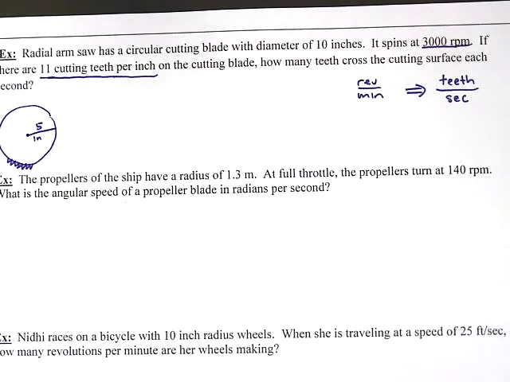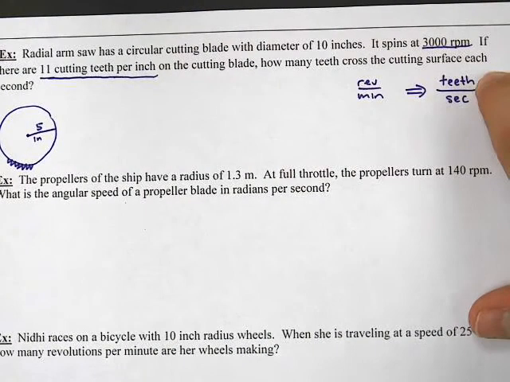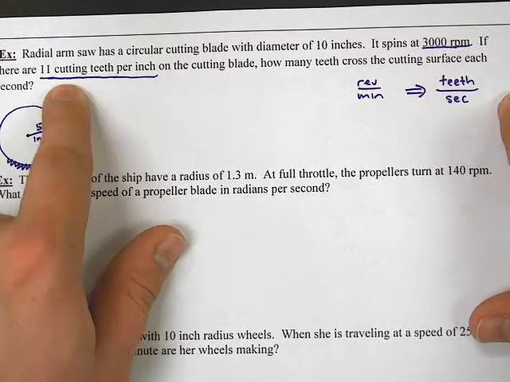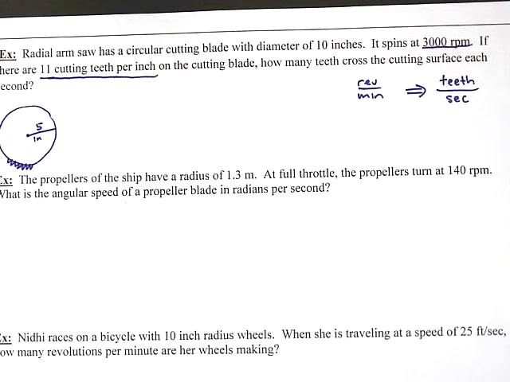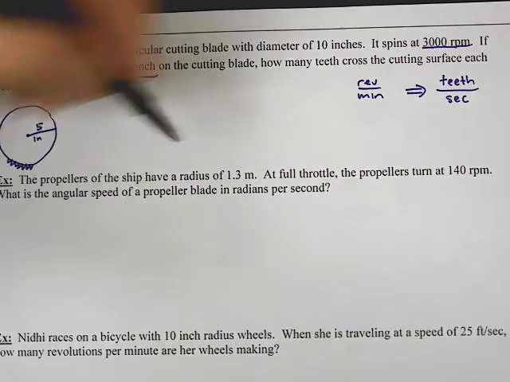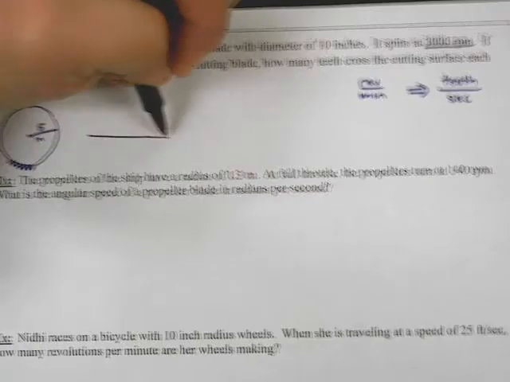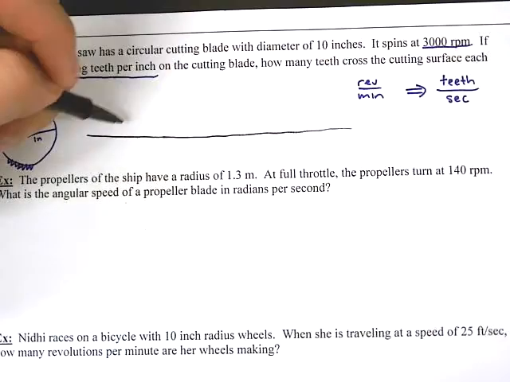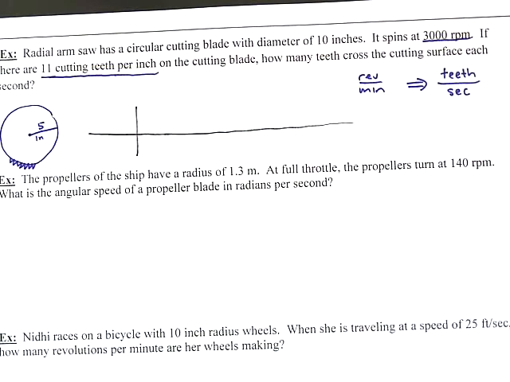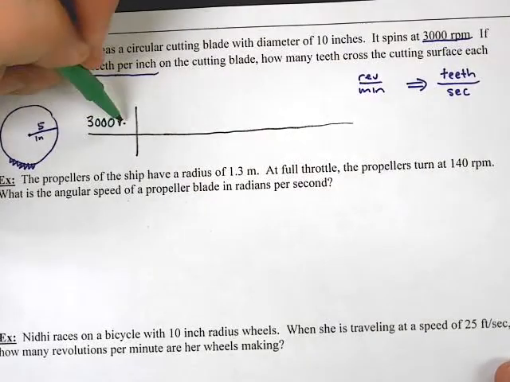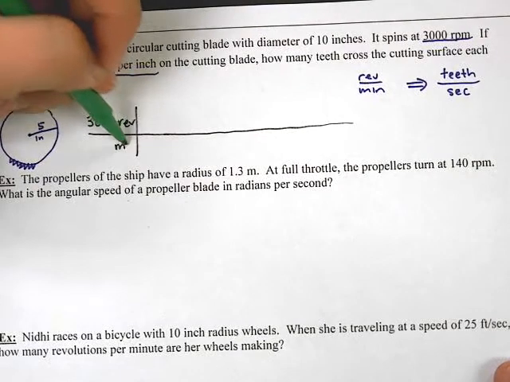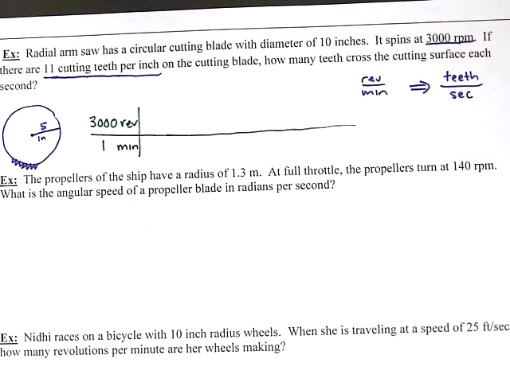So this is just another unit conversion. I know it's goofy, it's not a unit of length, but we can relate teeth into length. So this is still basically a length problem with one extra step at the end. Let's see how this works. We draw our bar to start our table. And we know we started with 3,000 revs per 1 minute.